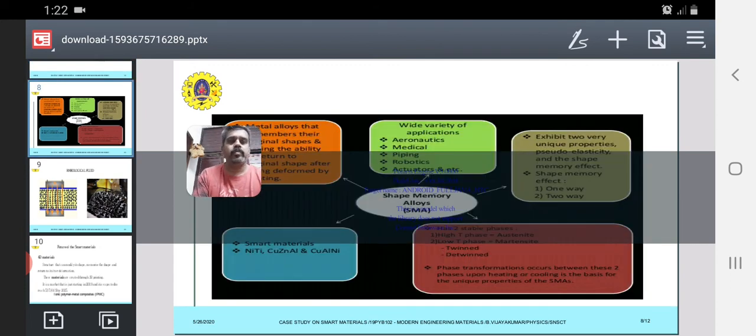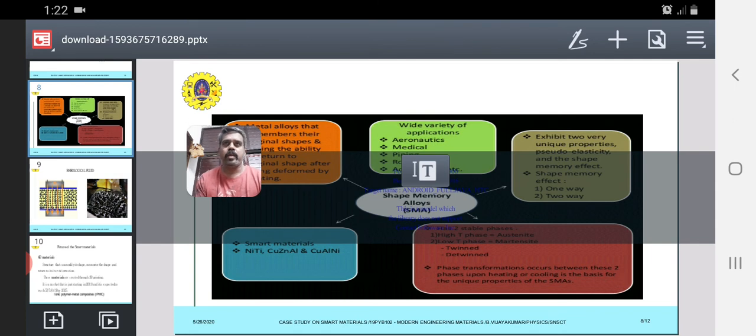The next one is a very important material: shape memory alloys. The combination of materials in the form of alloys, we know, gives the shape memory. This has become a wide area we apply in day-to-day life, for example aeronautics, medical, robotics, pipes, etc. So smart materials mean that when we apply stress to the material, it changes in shape or size. Then we remove the stress from the material, it returns back to the same shape or size.